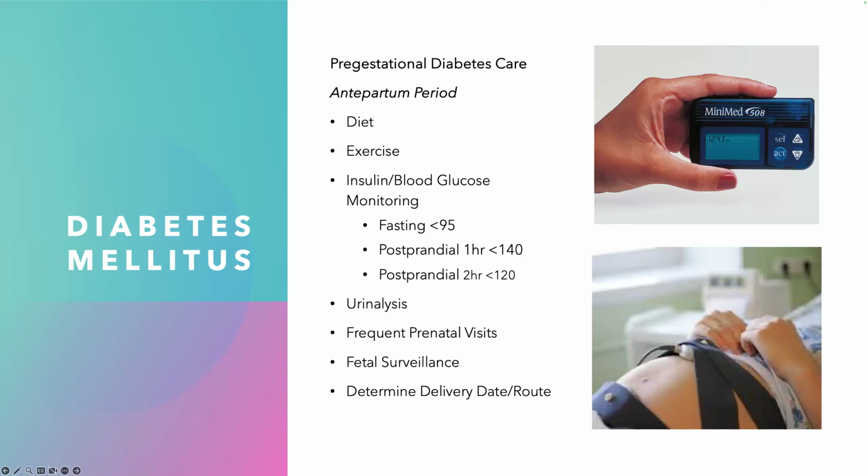Our goal with our diabetics is that their fasting blood sugar is 95 or less, okay? Postprandial will depend on the provider. Some do 1 hour postprandial, some do 2 hour postprandial. I will say in my experience, most people do 2 hour postprandial, so that's doing a blood sugar 2 hours after they eat. But if they do a 1 hour postprandial, they want it less than 140. And if they do a 2 hour postprandial, they want it less than 120.